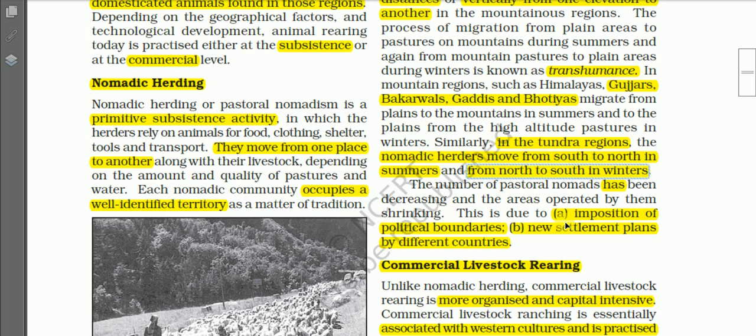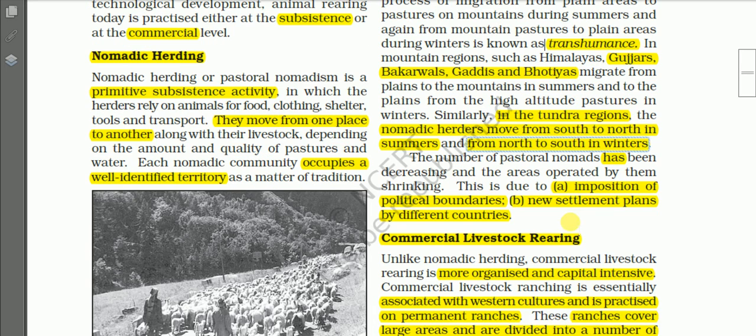The number of pastoral nomads has been decreasing, and areas operated by them shrinking. Actually, the population of nomadic herders has been decreasing, and their territories have been shrinking, meaning declining. So this may be due to two reasons given here.